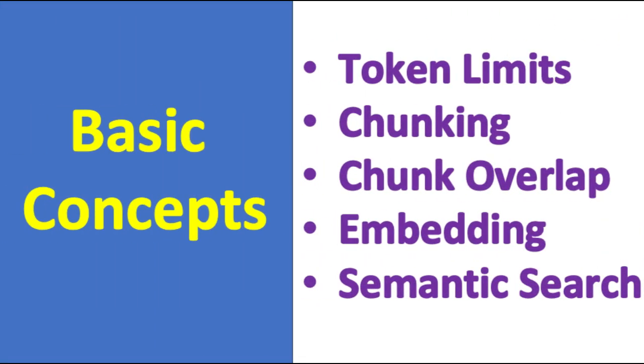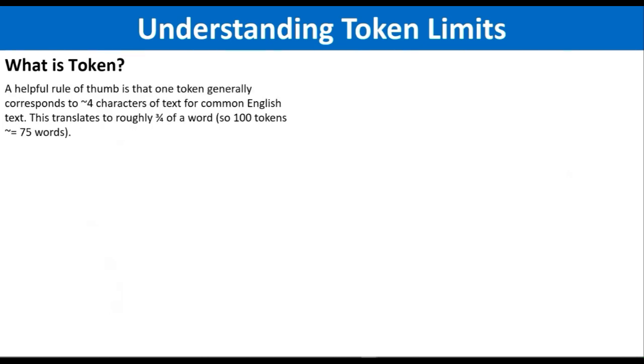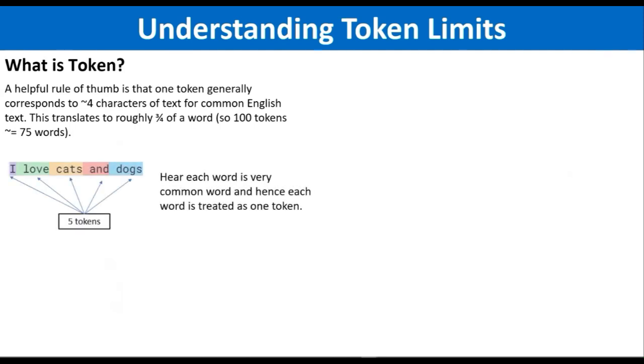Before we dive into the implementation of this use case, we need to understand a few concepts. Let us talk about tokens and token limits, an important concept in understanding how language models like GPT operate. So what is a token? A token is a unit of text that the model processes. For most common English text, one token roughly equals 4 characters or 3/4 of a word. For example, in this sentence, I love cats and dogs, each word is common, so each is treated as one token, making a total of 5 tokens.